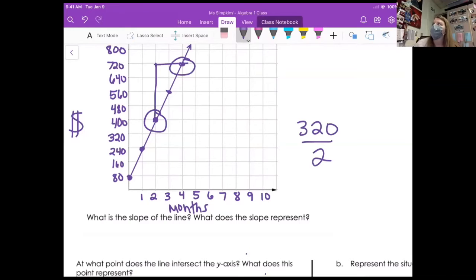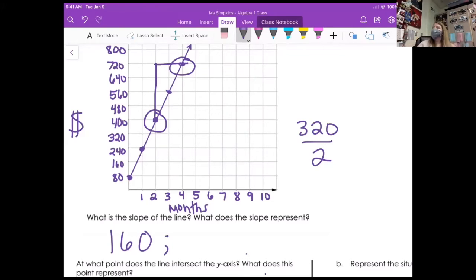If we took 320 and divided by 2, that would be 160. That number should look familiar. Is it a coincidence that 160 is the slope and 160 is how much I was charged a month? No, it's going to be the same thing. If it's happening per month or per week or per second, that's going to be your slope. So I technically didn't really even need to use the graph to find the slope, but I just wanted to show you that it was the same thing.